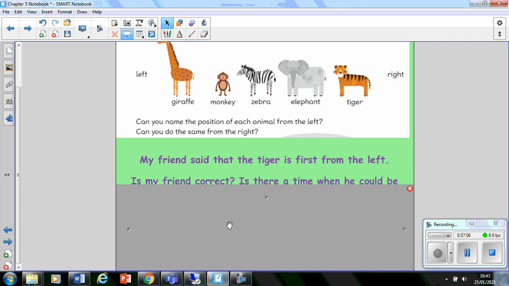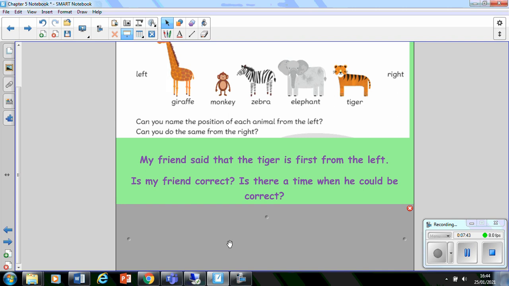I also want to extend that question by saying, is there a time when my friend could possibly be correct? Okay, is there a possibility when my friend who thinks that the tiger is first from the left, is there a time when their thinking could be correct? Okay, and how do you know that there is a possibility of it being correct? When you have worked that one out, come back to the video and we can discuss it together again.